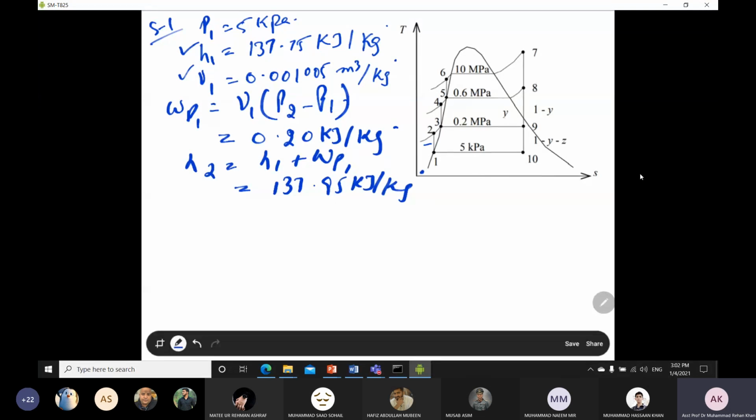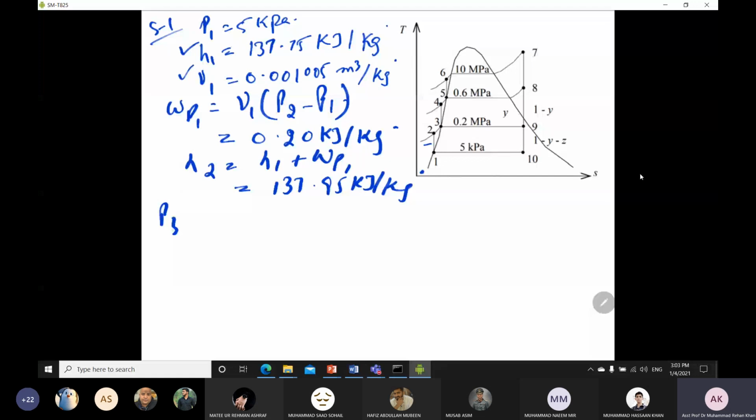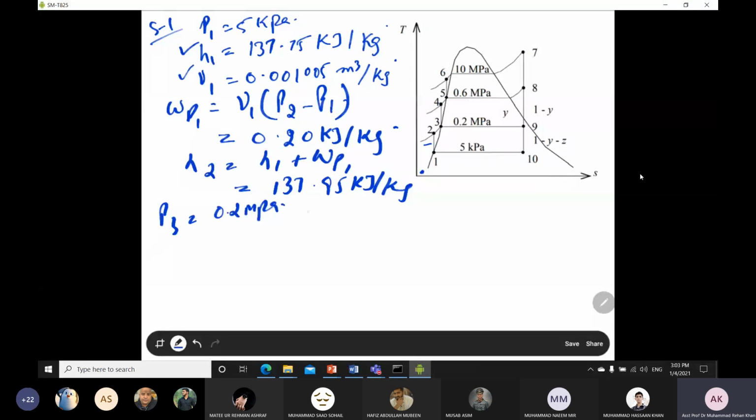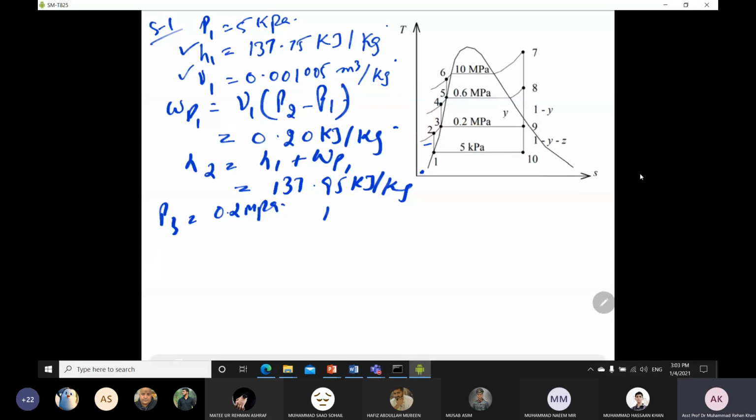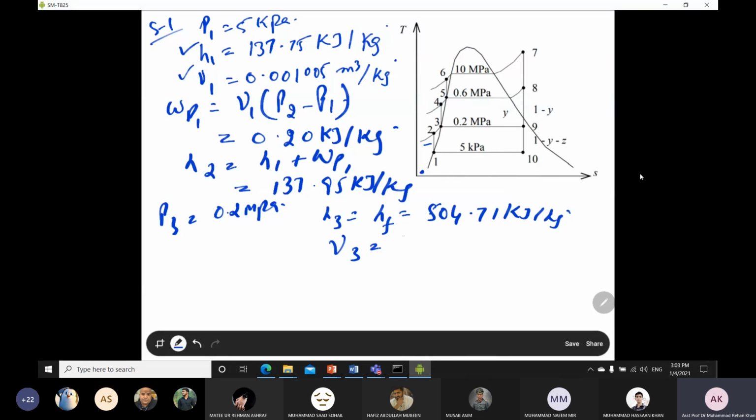So now coming towards point number 3. Point number 3 pressure is also given to us. So P3 is equal to 0.2 megapascal. Again, it is a saturated liquid one. So you just have to go to the saturated liquid line and you can find the value H3 is equal to HF is equal to 504.71 kilojoule per kg. Similar for specific volume at 3, because we need to find the pump 2 work also. So for this we have to find the specific volume at point 3 also. It is 0.001061 meter cube per kg.